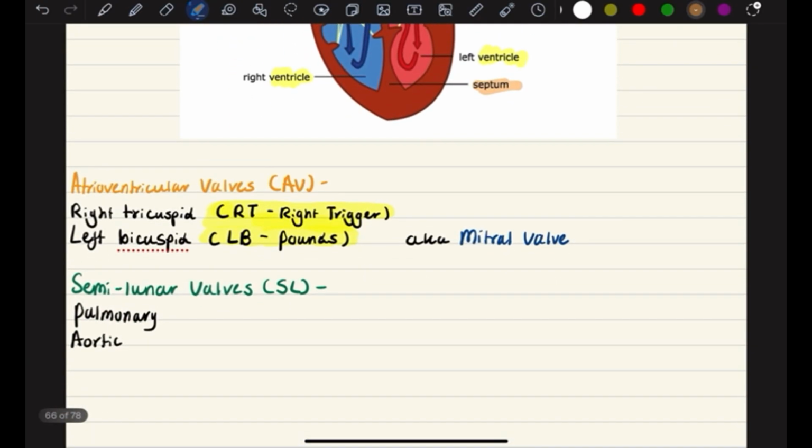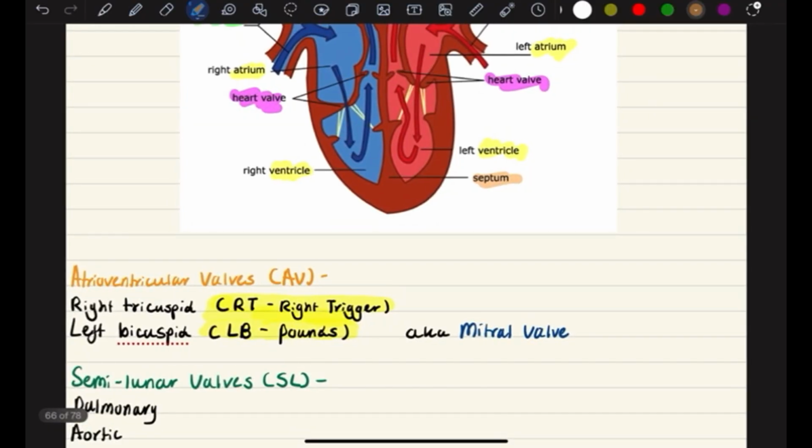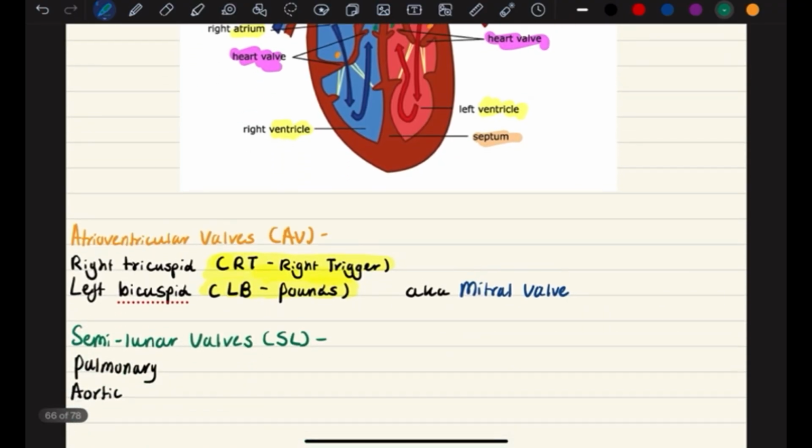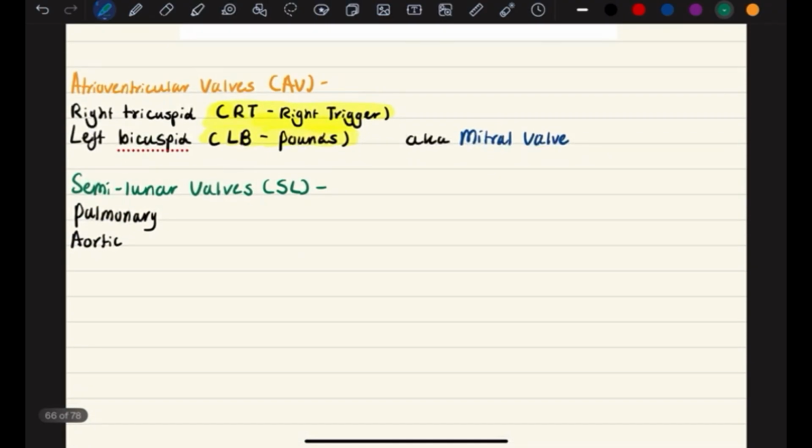We have different types of valves. So on this diagram, it just says heart valves, yeah? But we have atrioventricular valves, as you can guess, between the atria and your ventricle. We're going to put a dot to show these. Your atrioventricular valves are here and here, right? And then your semilunar valves, we're going to do in green. Your semilunar valves are going to be here and here. Okay, hope that's clear.